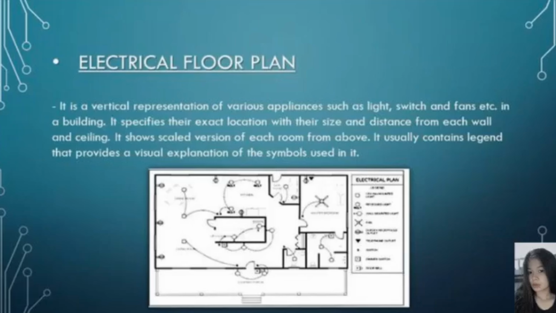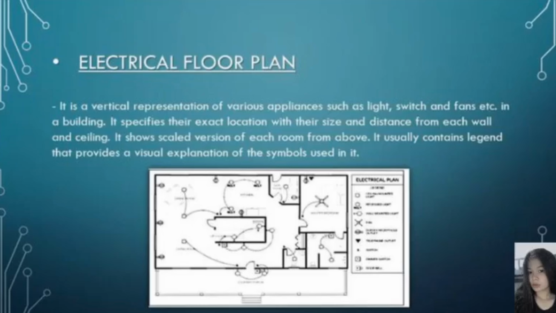Electrical floor plan. It is a vertical representation of various appliances such as lights, switches, and fans in a building. It specifies their exact location with their size and distance from each wall and ceiling. It shows a scaled version of each room from above. It usually contains a legend that provides a visual explanation of the symbols used in it.